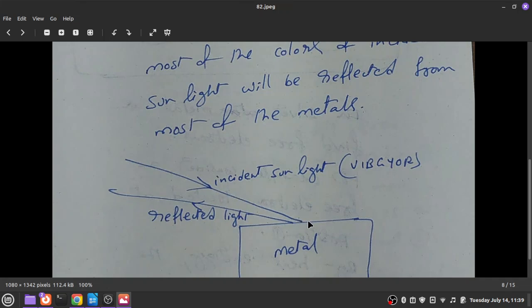When the white light falls on the metal, the free electrons of the metal will reflect all the incident light. Very few light colors are absorbed to a little extent, and so most of the light will be reflected back, and the reflected light appears as white or silver gray color. Therefore, metals appear silver gray because of the free electrons, because free electrons are reflecting most of the incident white sunlight.